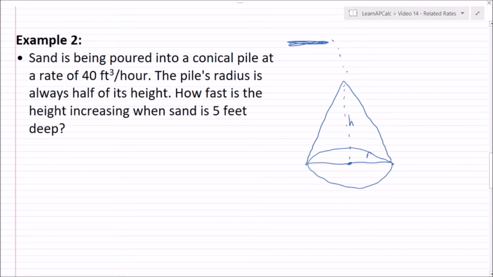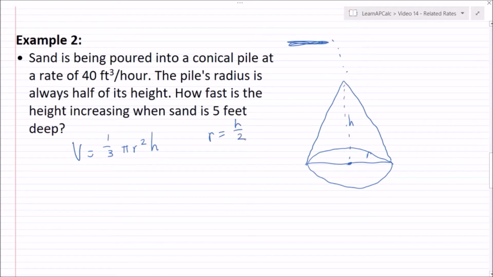Alright, so I drew my picture, and now I want to draw out my equations. So I want to find the equation for volume of a cone. And that comes out to be V equals 1/3 pi r squared h. Okay, and so here I also know that my radius is half of the height.